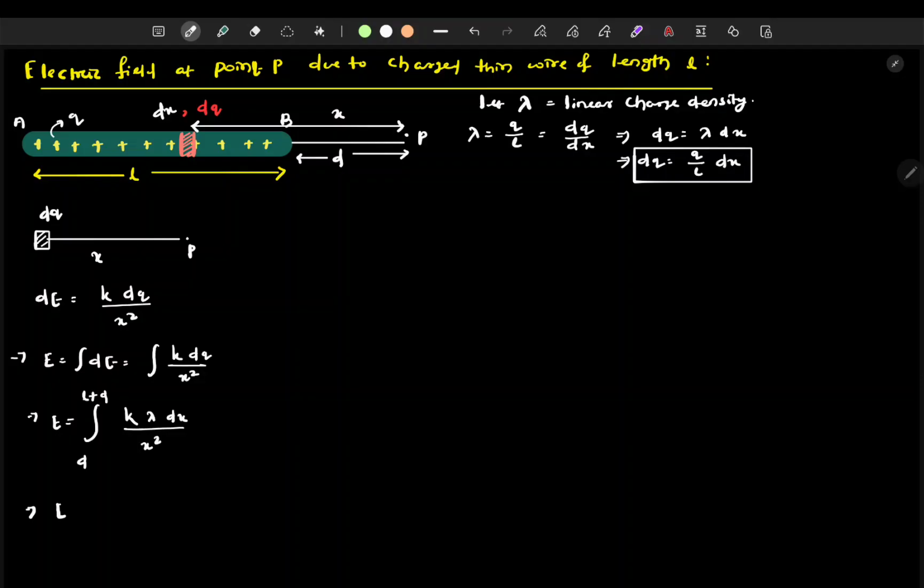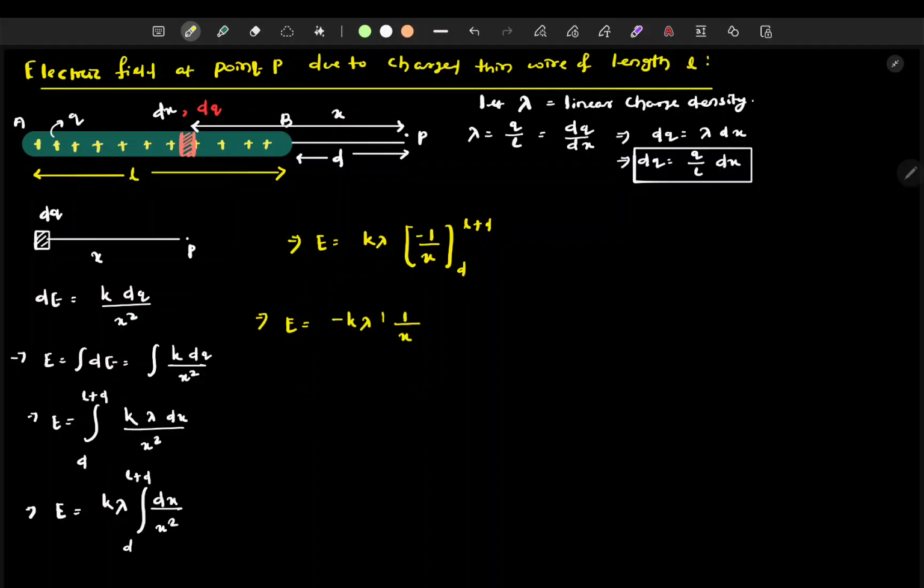And which is the constant quantity? k lambda is constant, then the rest will be dx by x square, with limits d to L plus d. So what is the integration of 1 by x square dx? That is minus 1 by x. So after solving you will get E is equal to k lambda into minus 1 by x, with limits d to L plus d.